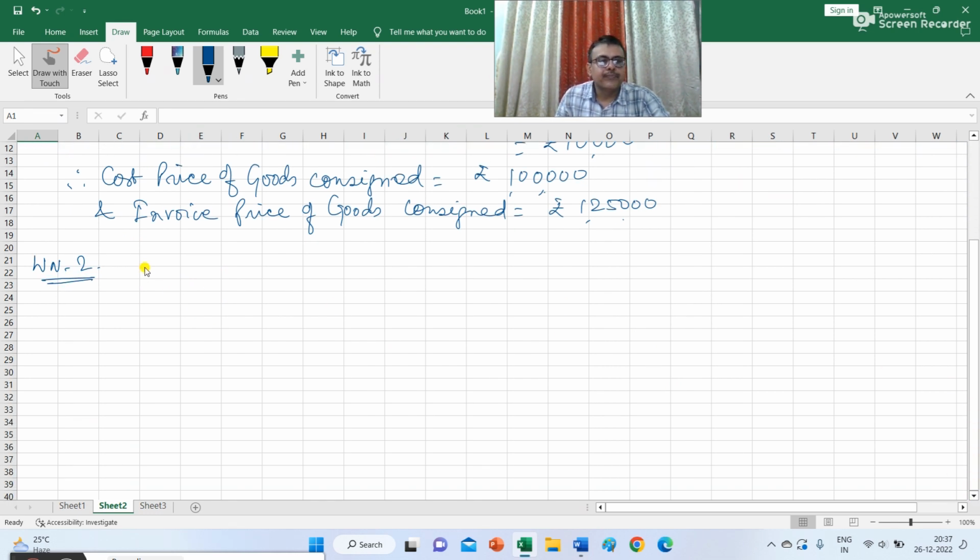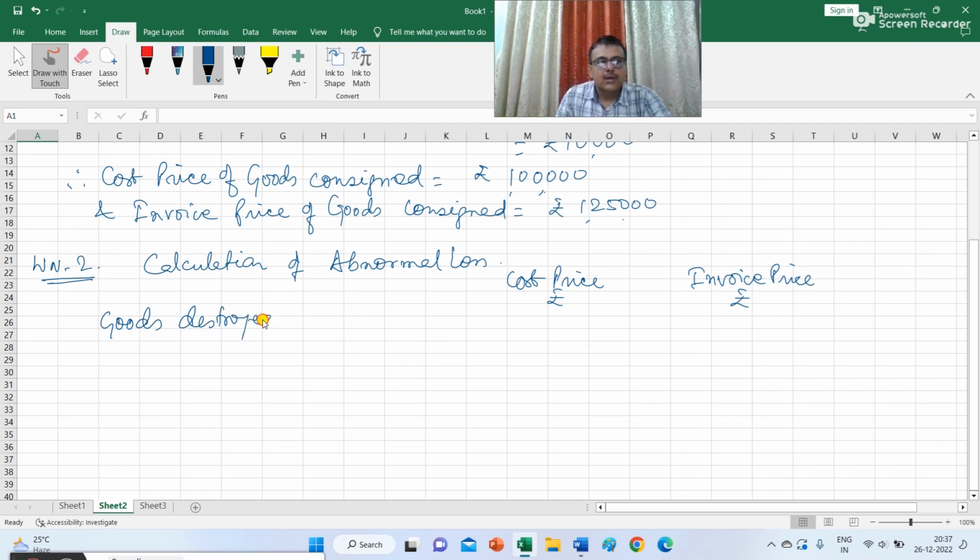So here I am doing calculation of abnormal loss. So at cost price, at invoice price. So goods destroyed by fire. In working note number 1, the cost price of goods that was destroyed by fire was for rupees 10,000 and the invoice price was 12,500. So the amount of load is rupees 2,500.